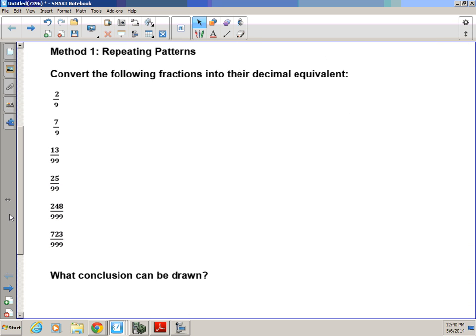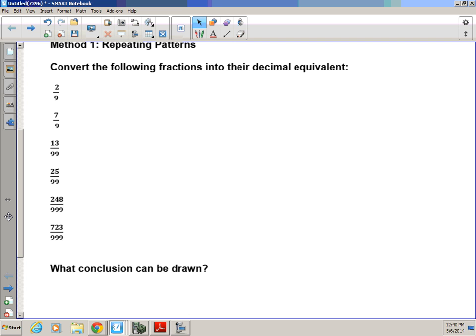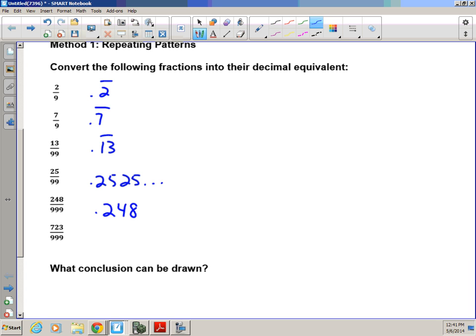Now, what you're going to do with your calculator is convert each of these fractions into their decimal equivalent. So you've got 0.2 repeating, 0.7 repeating, 0.13 repeating, 0.25 repeating, and again, it could be written a couple of different ways, 0.248 repeating, 0.723 repeating. So what do you see is happening here?